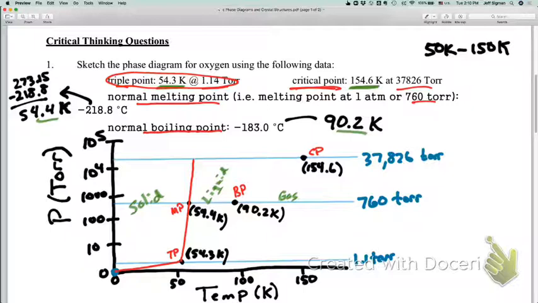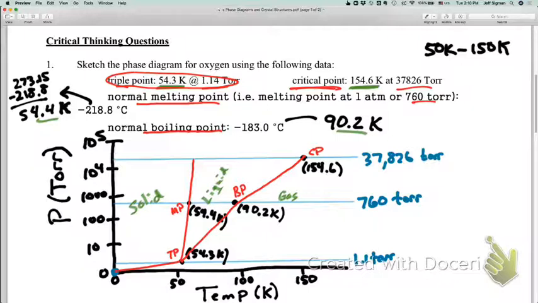Now we need to define the boundary between liquid and gas. To do that, we're going to go from our triple point up to the boiling point and through to the critical point. And there you go, and we're done. And so if you follow this procedure with a given set of data, you can do this for any particular compound that you would like to see a rough phase diagram for. And that's it.